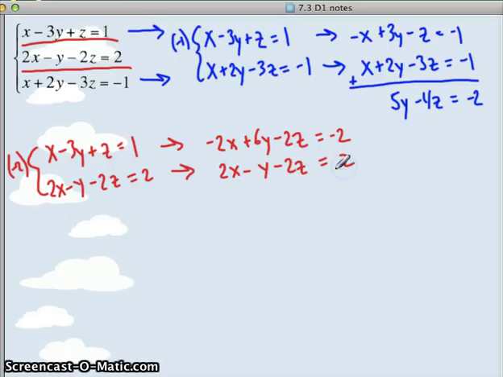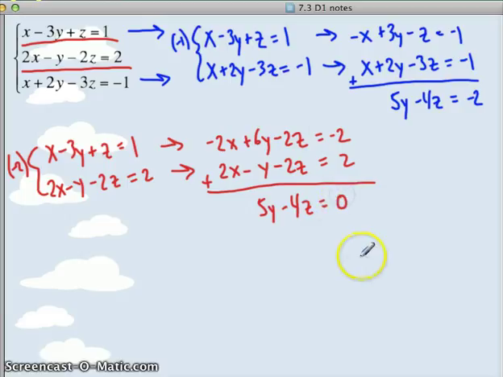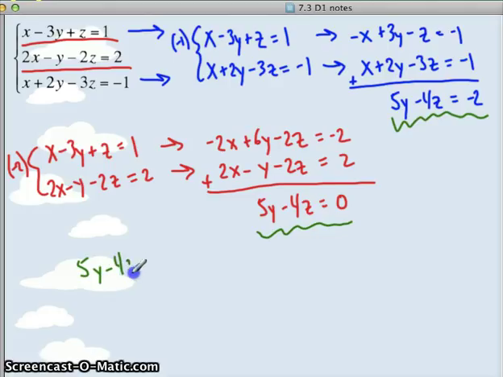And now that I have my x's as opposites, I can add them up. So the x's will go away. I'll have 5y's. I'll have -4z's. And that will be a 0. Okay, so now I'm supposed to take these two equations and put them together and solve, because now I only have two variables and it's easier to handle just two variables.